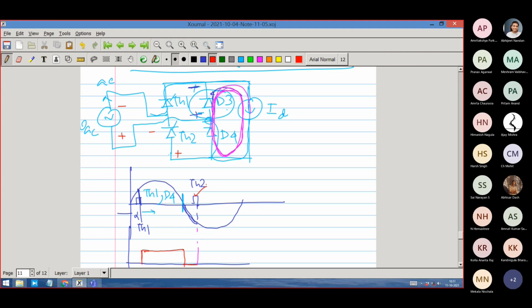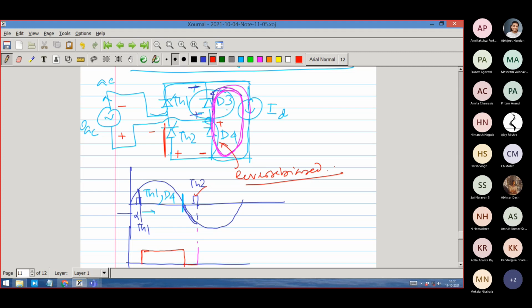The moment TH2 has conducted, this has become 0. So what is then the voltage across D4? D4 voltage is plus here, and through TH2 conducting, this minus terminal is coming here. That means D4 will be reverse biased then. Can you say this point again, like how D4 is reverse biased?